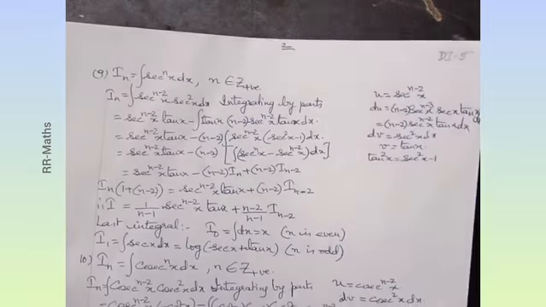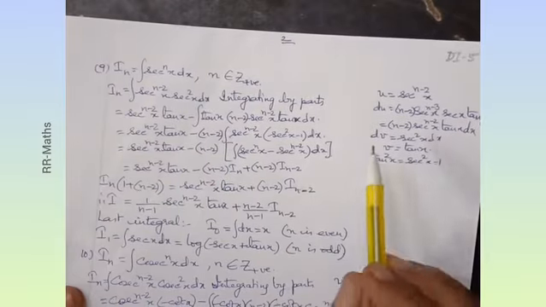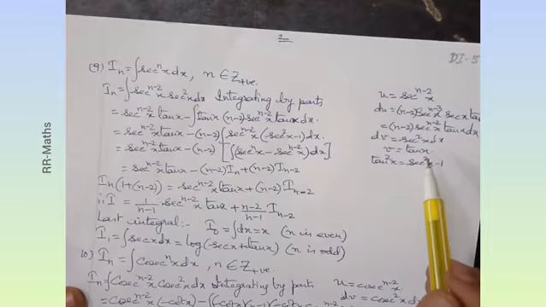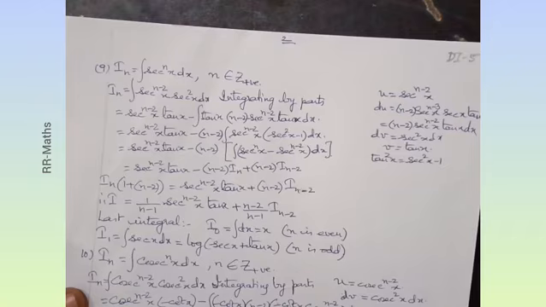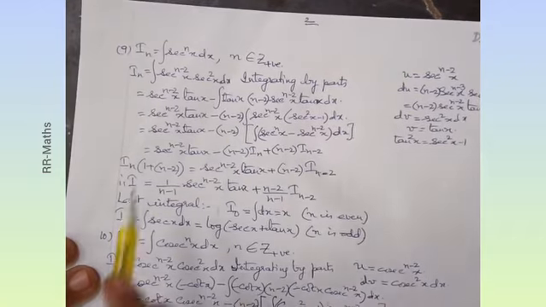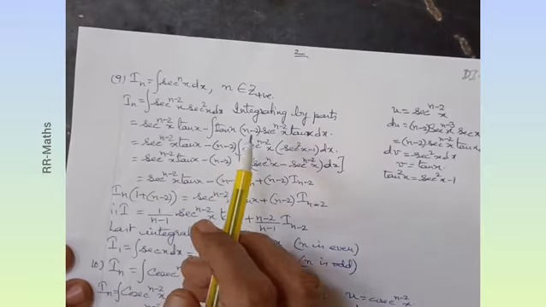And I am taking dv is equal to secant square x dx. On integrating, we get v is equal to tan x. And we will use the formula tan square x is equal to secant square x minus 1. So I am integrating by parts. So that gives me uv minus integral v du.